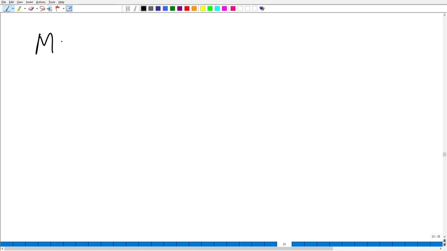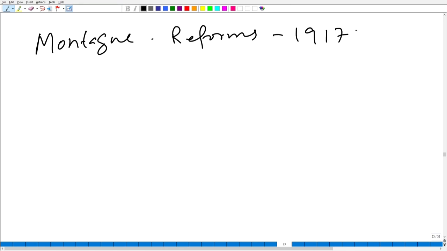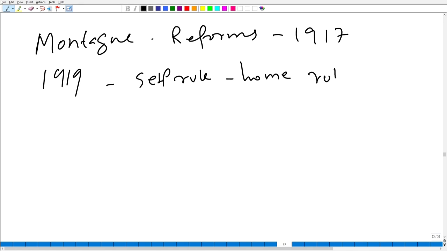But in 1917, another major development took place, that is, the Montagu reforms. Montagu was the Secretary of State for India. In 1917, he announced that constitutional reforms would be introduced in India in 1919. With this announcement, the demand for self-rule or home rule was no longer a seditious activity.